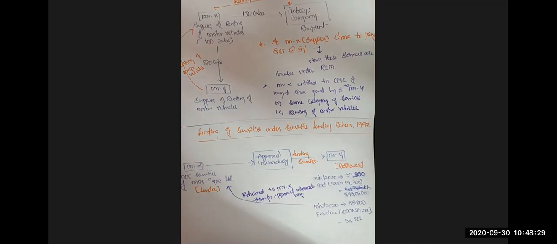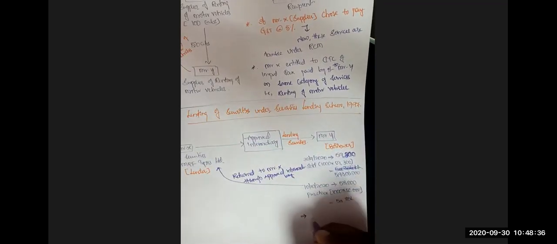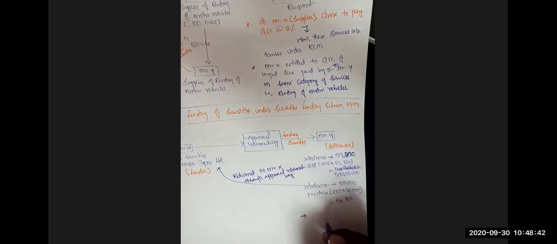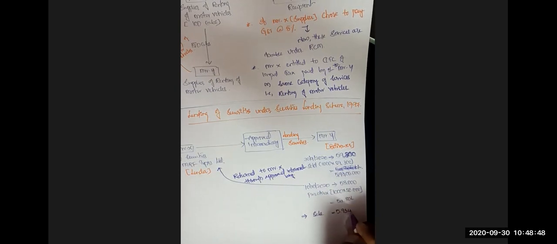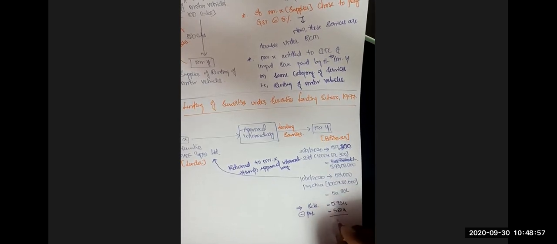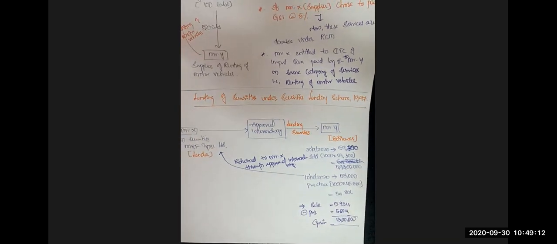Now, what is the benefit to Mr. Y here because of this particular transaction? Initially, when he borrowed the securities from me, he sold them for 59,300. So the sale proceeds are 5.93 crores. And later on, he purchased for 5.8 crores. So that means he got 13 lakhs as profit. The gain to Mr. Y here is 13 lakhs.